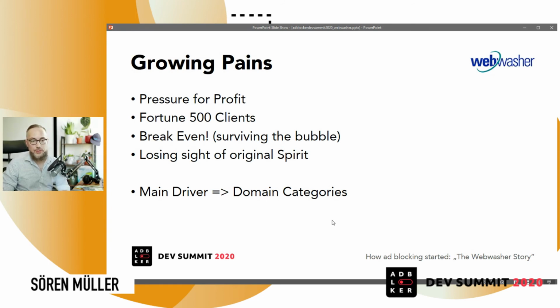We managed to get a lot of Fortune 500 clients. For example, Lehman Brothers, rest in peace, managed to break even and survived the dot-com bubble. The main driver was behind malware filtering, security filtering. The main driver was domain categories. We categorized domains in different categories so that they could be filtered.